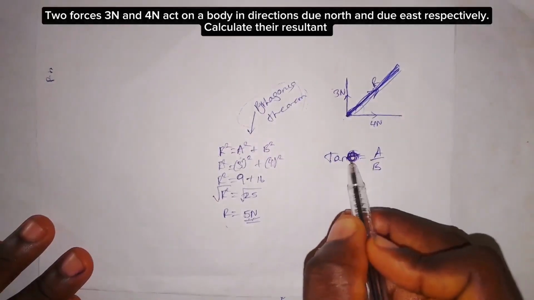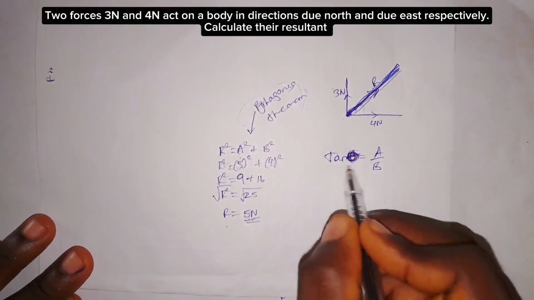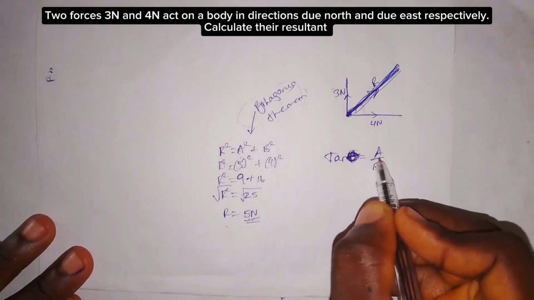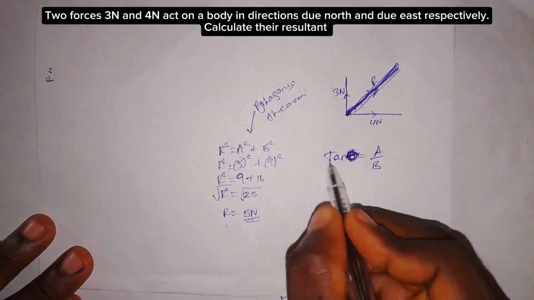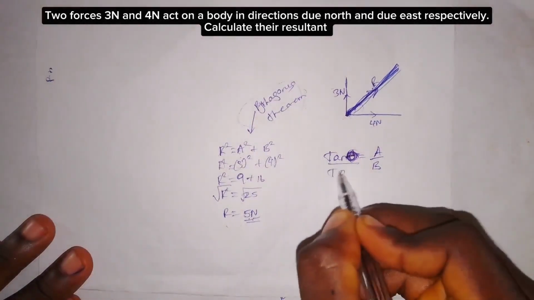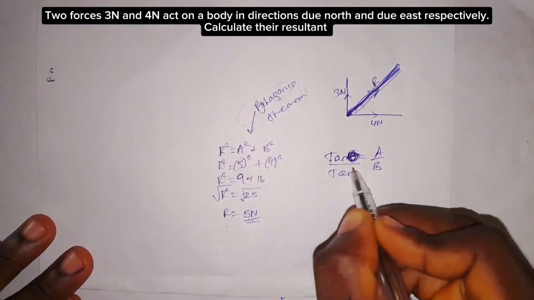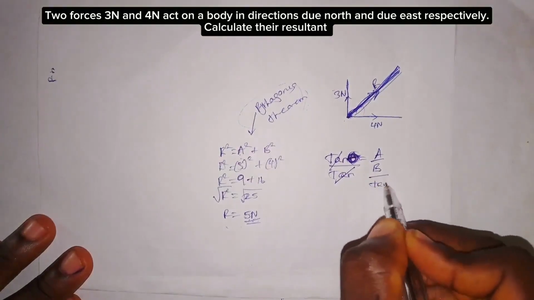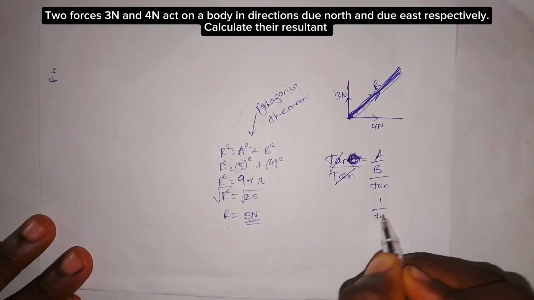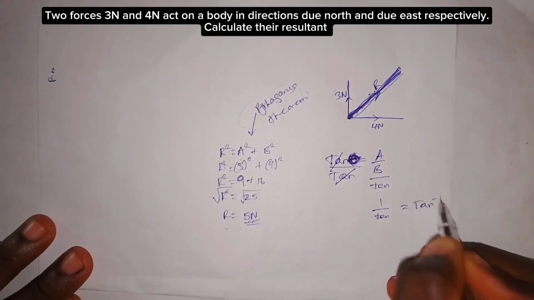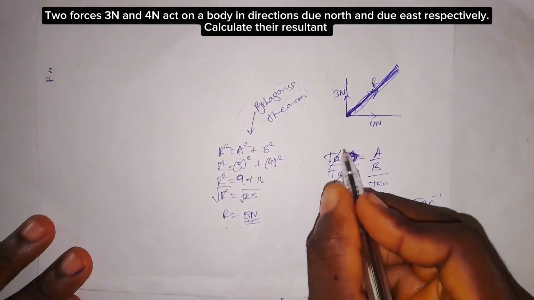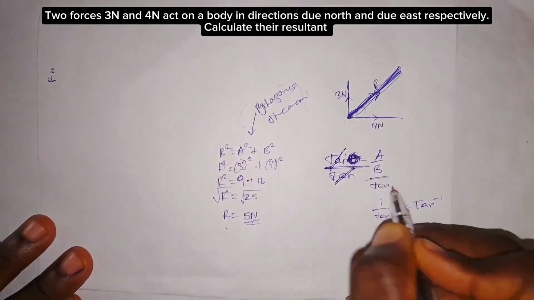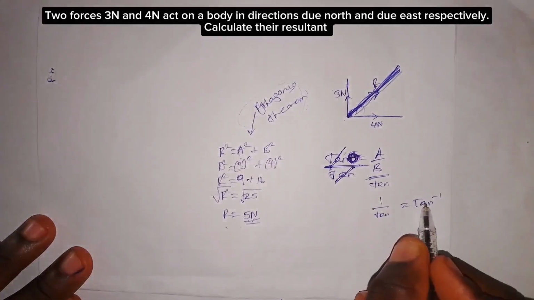Now, in order to make theta stand alone, we take the shift tan of both sides. Or simply we can say we divide both sides by tan. If we divide both sides by tan, it will cancel tan. This 1 over tan is the same thing as shift tan.